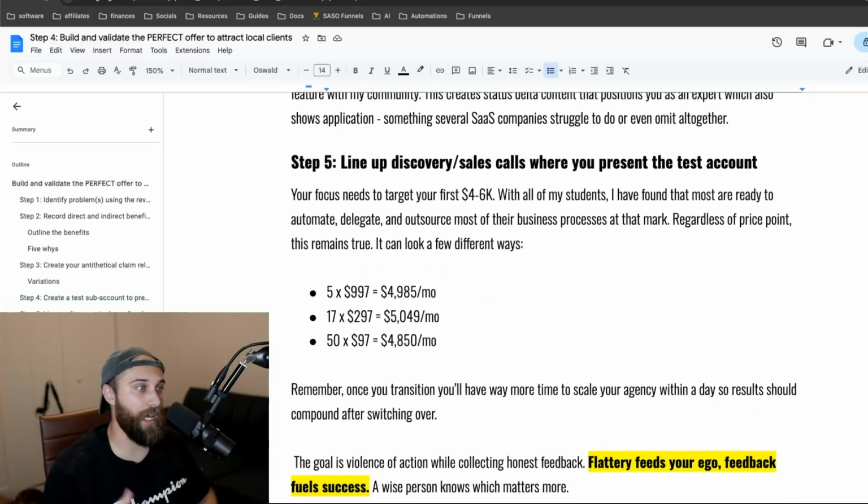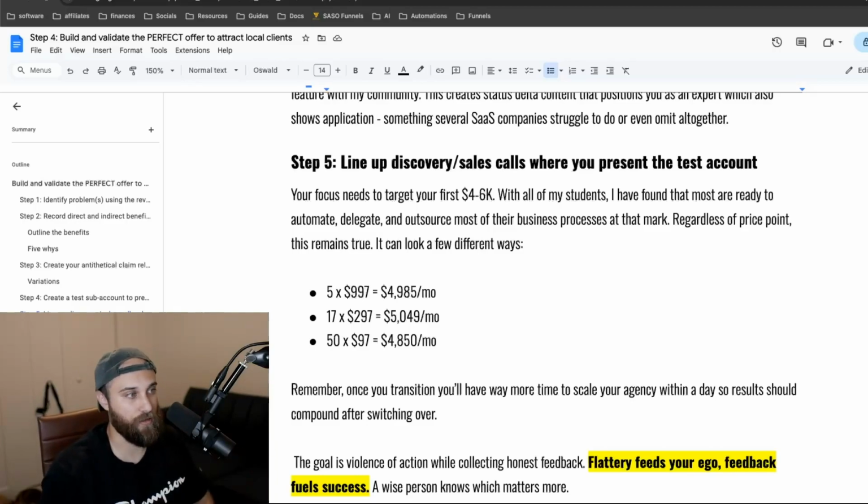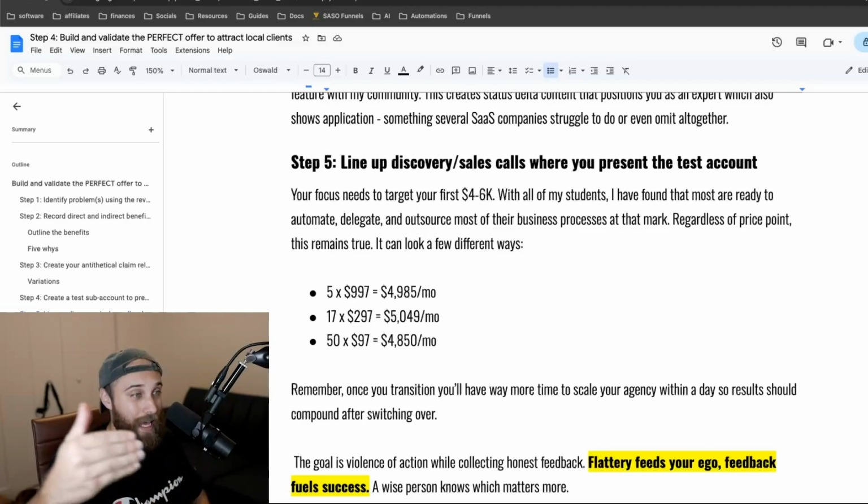Now, next, you want to line up discovery sales calls where you present the test account. And if you're wondering, well, how do I do that? Do you have scripts for me? Yes, I have scripts for you in this training right now. I just want you to understand the process, okay? Your focus needs to target your first 4 to 6K a month, okay?